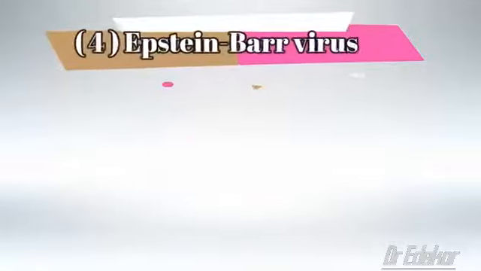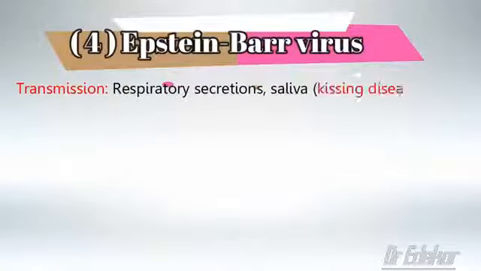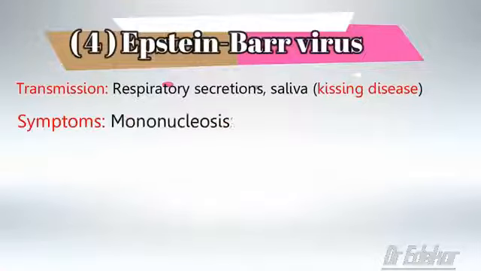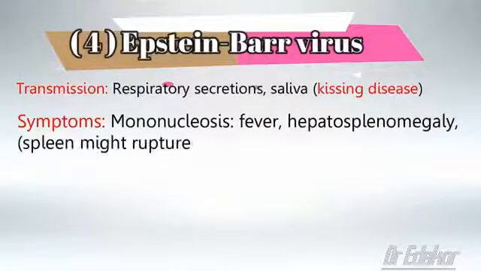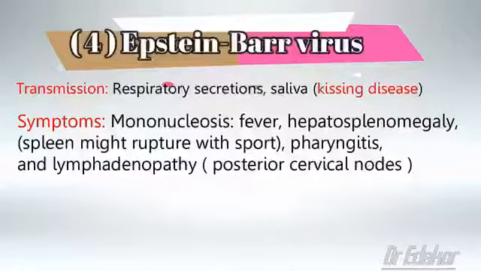Herpes number 4 is called Epstein-Barr virus and transmits via respiratory secretions or saliva, and it's commonly called kissing disease because it has high prevalence in teenagers. And remember that Epstein-Barr virus causes mononucleosis, which is basically fever with hepatosplenomegaly, and remember that the spleen might rupture in a patient with Epstein-Barr virus if he did any sports, so he shouldn't do any sports till the Epstein-Barr virus resolves. Also pharyngitis and lymphadenopathy, mainly in the posterior cervical lymph nodes.